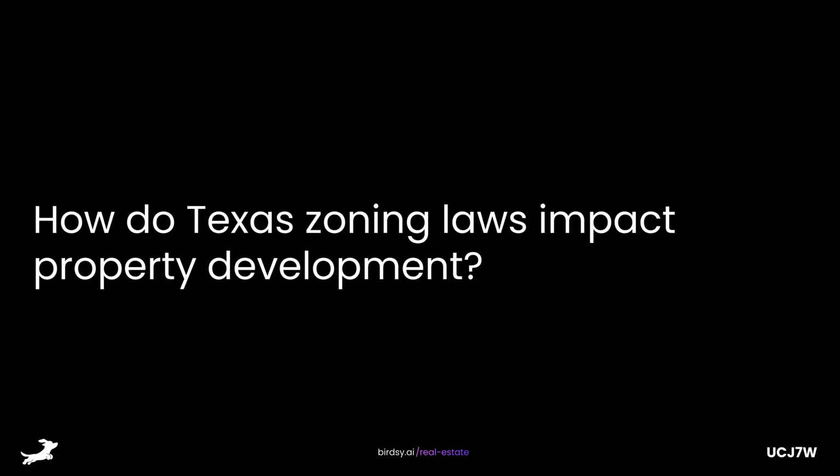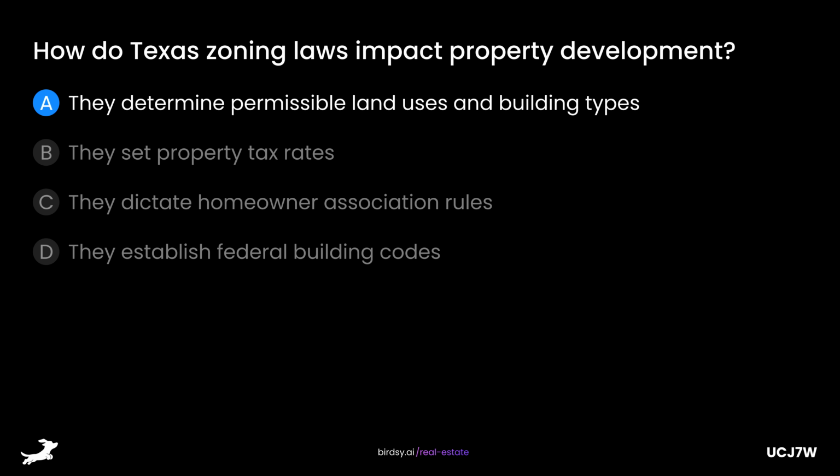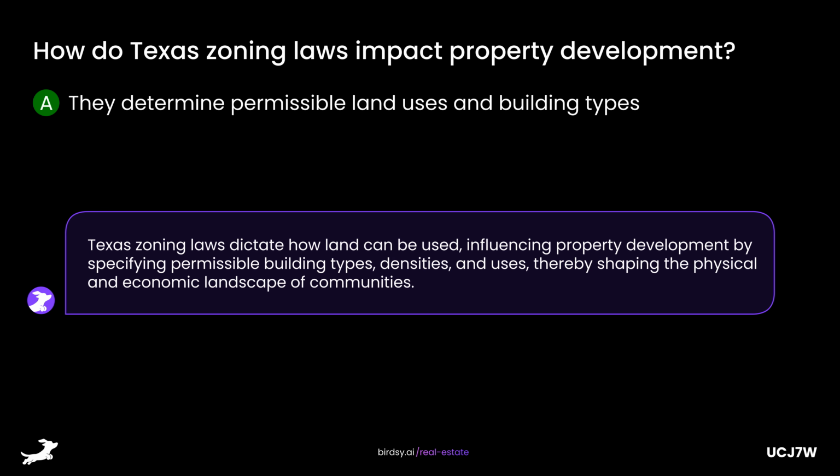How do Texas zoning laws impact property development? Is it A, they determine permissible land uses and building types, B, they set property tax rates, C, they dictate homeowner association rules, or D, they establish federal building codes? The answer is A, they determine permissible land uses and building types. Texas zoning laws dictate how land can be used, influencing property development by specifying permissible building types, densities, and uses, thereby shaping the physical and economic landscape of communities.